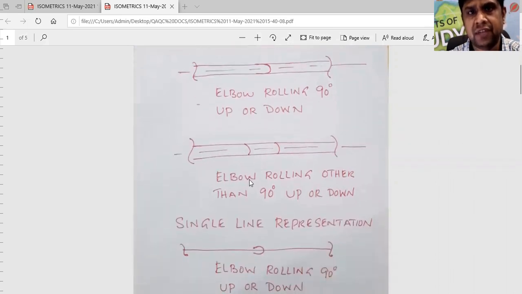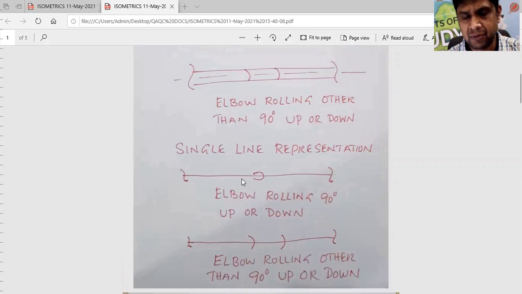Next figure, if the elbow is rolling other than 90 degree, how it will be represented in the plan view. So these are the two ellipses shown in the plan view, which means that the elbow is rolling other than 90 degree angle. The above two figures are double line representation.